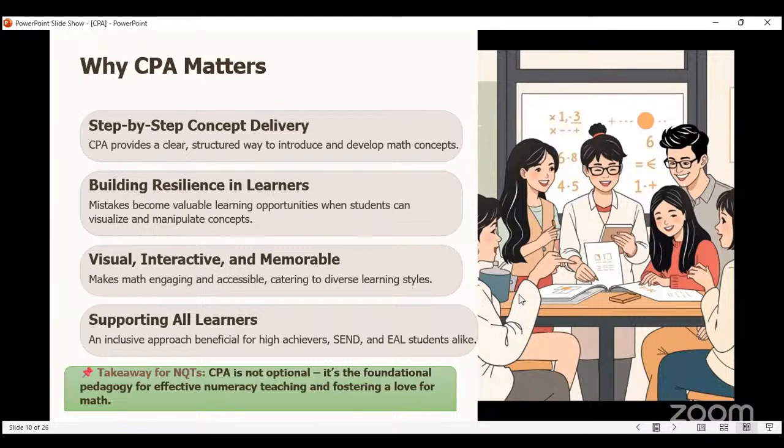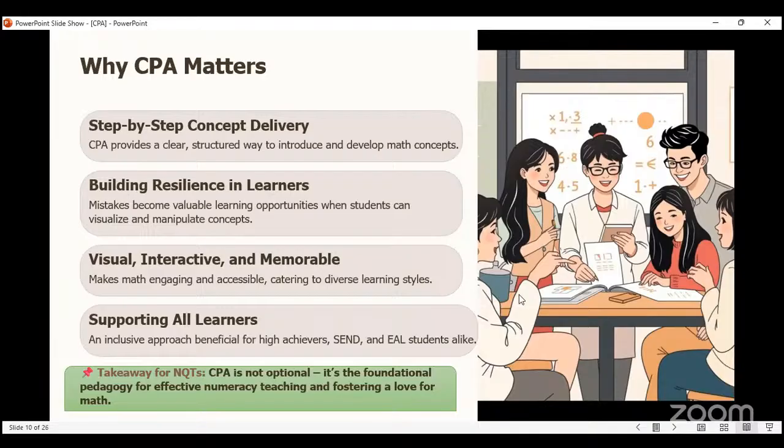Now, the CPA also builds resilience in learners. Mistakes become valuable learning opportunities when students can visualize and manipulate concepts. Once they can visualize and manipulate concepts, it is very easy for them to problem solve, because they want to go back to it and figure out the mistake they are making and find their answers. Why does CPA matter? Another reason is that it is visual, it is interactive, and it is memorable. Children will not forget what they have done.